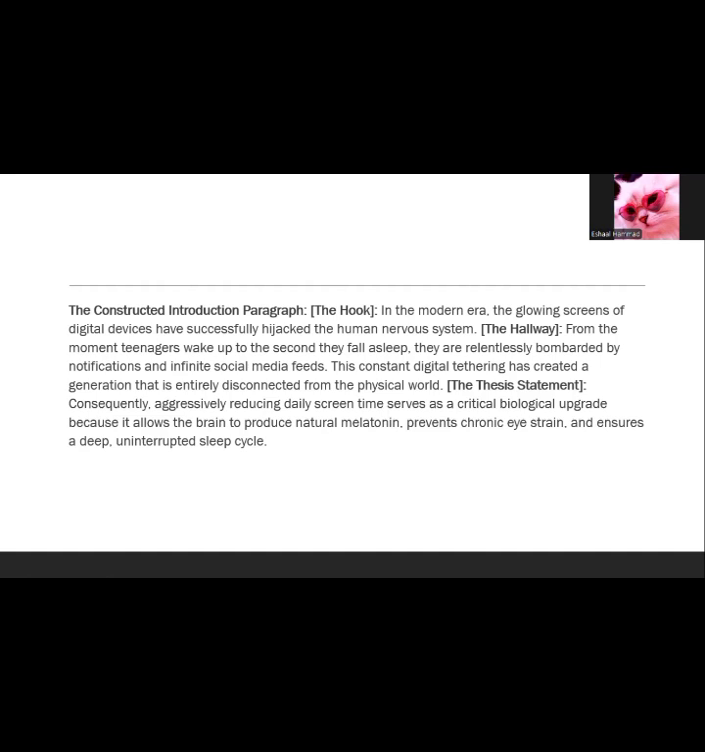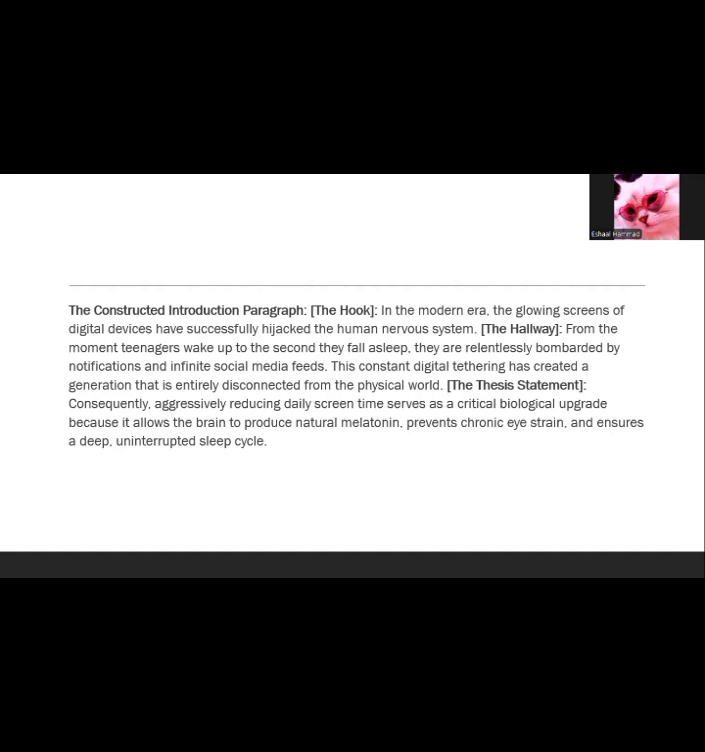Let's see the hook or the doormat. "In the modern era, the glowing screens of digital devices have successfully hijacked the human nervous system." I think we used the same thing in the previous class as well. This statement, or the hook, has a very high probability of hooking the reader. It's going to grab the reader's collar. The reader is going to read on anyway because we have used "hijacked the human nervous system." The reader is going to think how this has hijacked someone. So it is the hook.